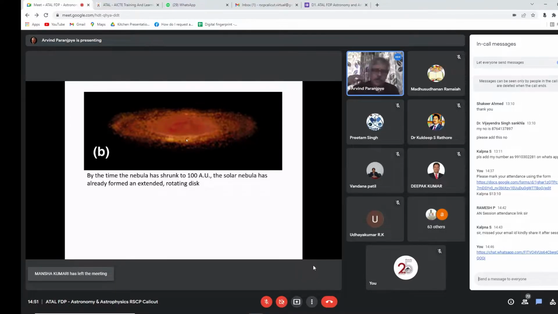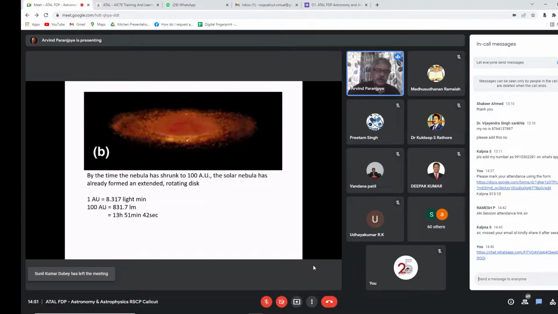Now remember that in this case, potential energy is getting converted into kinetic energy. That means it is becoming hotter and hotter. And also, when you compress something, angular momentum is conserved. So as it started condensing, it also started rotating fast. And when it started rotating fast, the centrifugal force started spreading it out.